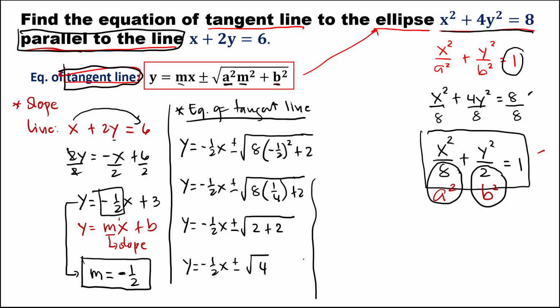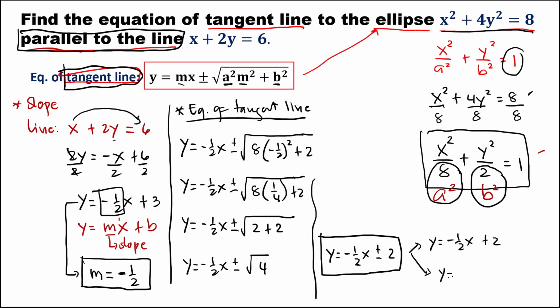So to find now the equation of this tangent line, y equals negative 1 half x plus or minus, so the square root of 4 is 2. So these are now the equations of the tangent line. Or this is equal to y equals negative 1 half x plus 2, and the other one, y equals negative 1 half x minus 2.